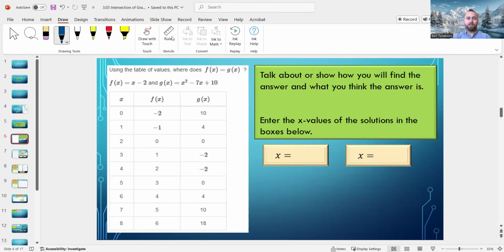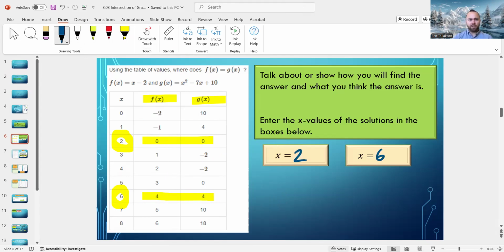Using the table of values, where does f of x equal g of x? Well, here's f of x, here's g of x. Where do you see those values being the same? 0, 0 right there, right? Where else? 4, 4 right here. But how do we answer this question? Well, we're being asked specifically, where are those values equal to each other? And they are when x is 2 and 6. So our answers are x equals 2 and x equals 6.